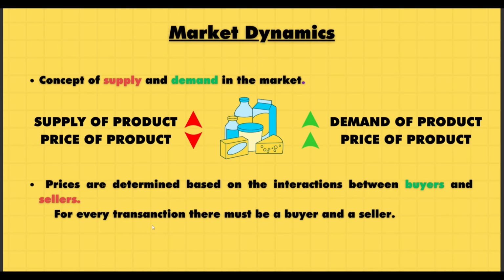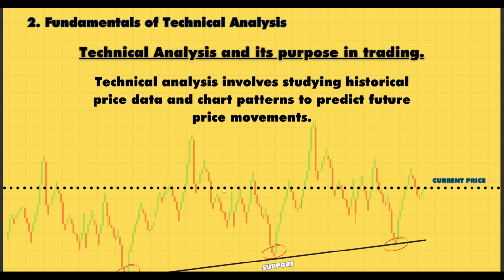For every transaction, there must be a buyer and a seller. So in trading, if you want to sell something, there must be a buyer. Only then will your trade be executed. And if you want to buy something at a price, there must be a seller at that price, and the broker acts as a middleman, connects you, and provides liquidity. So in order to buy or sell, there must be a buyer opposite a seller. Okay, let's move on to the next topic.